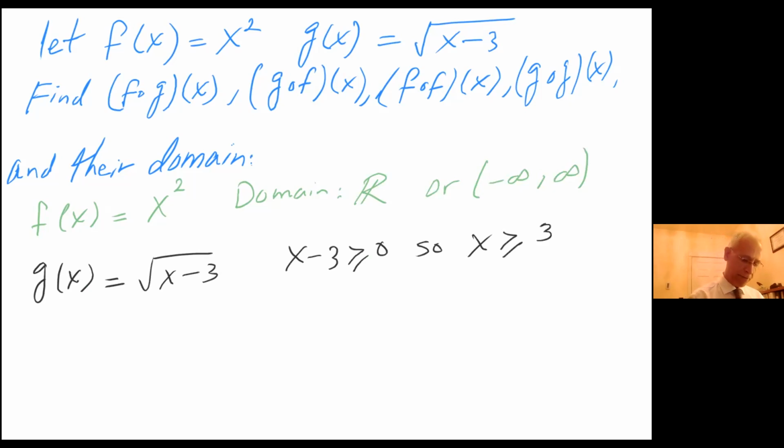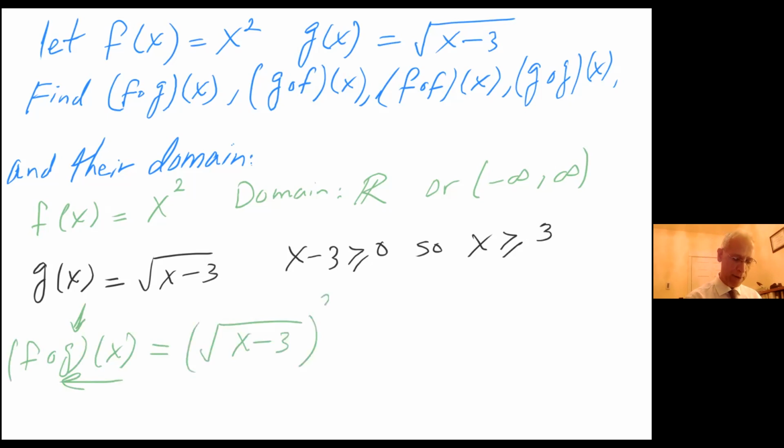Now, f of g of x equals, notice that the inner function is g, so I'm going to put g inside of f. So once again, g is my inner function and f is my outer function. So we are going this way. So I'm going to have square root of x minus 3 quantity squared. Well, that equals just x minus 3.